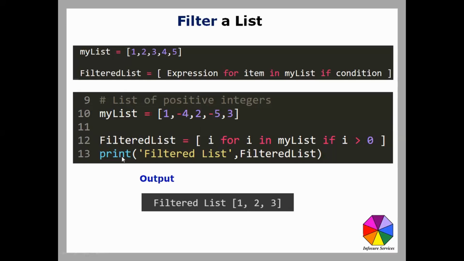I'm printing the filtered list with this variable. It's going to print out 1, 2 and 3. These conditions can be changed. It can be i less than 0. Then it's going to print the negative values, -4 and -5, and only those values. So this is a filtered list.